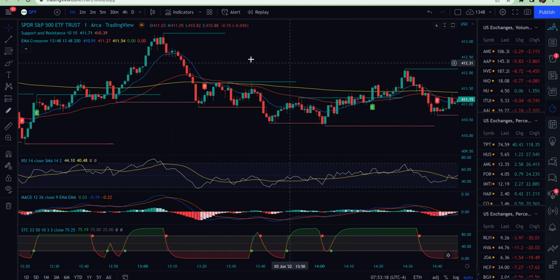Now we're going to talk about indicators and we are going to have some fun with your indicators. Now, the color legend here: yellow is the 200 EMA, blue is the 13 EMA, and red is the 48 EMA. You also see here support and resistance, and this will be talked about more when we cover the strategy.